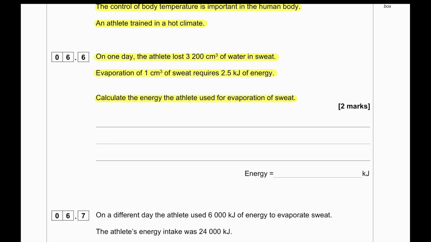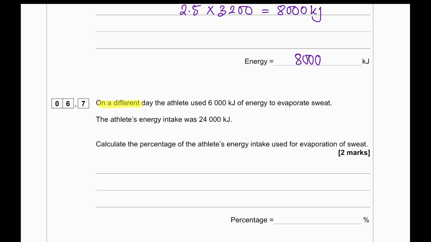So since 1 cm3 requires 2.5 kilojoules and the athlete had a sweat of 3,200, we will multiply both of these numbers and it gives us 8,000 kilojoules. On a different day, the athlete used 6,000 kilojoules of energy to evaporate sweat. The athlete's energy intake was 24,000 kilojoules. Calculate the percentage of the athlete's energy intake used for evaporation of sweat.